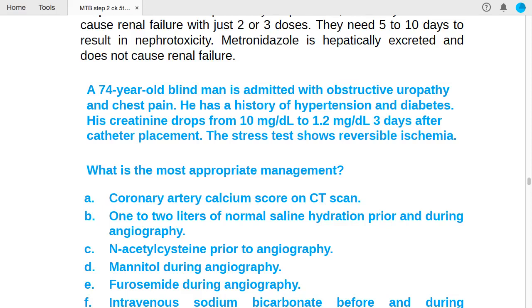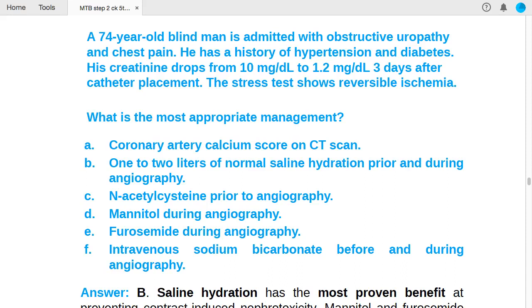Most appropriate management for this case. The options are coronary artery calcium score and CT scan. Are you going to do 1 or 2 liters of normal saline hydration prior to and during angiography, N-acetylcysteine prior to angiography, mannitol during angiography, or furosemide during angiography, or intravenous sodium bicarbonate before and during angiography? So what is the most appropriate management? As his creatinine drops from 10 to 1.2, your most appropriate management will be 1 to 2 liters of normal saline hydration prior to and during angiography.